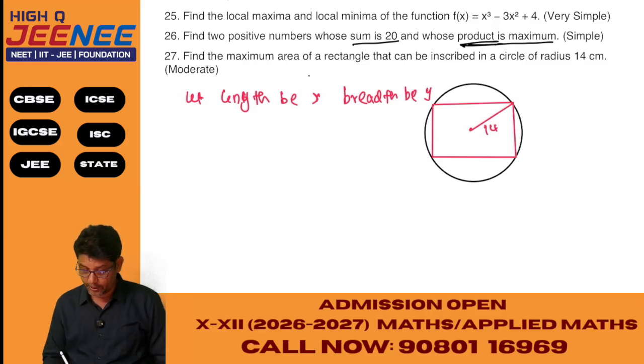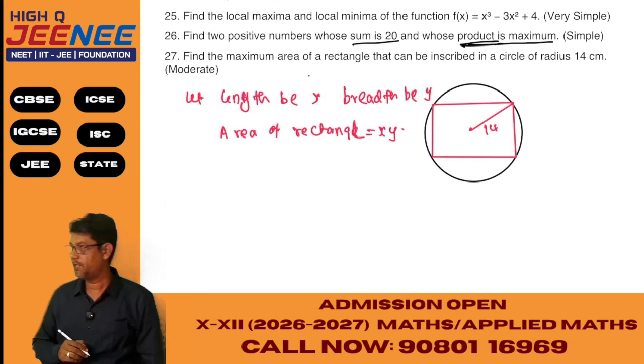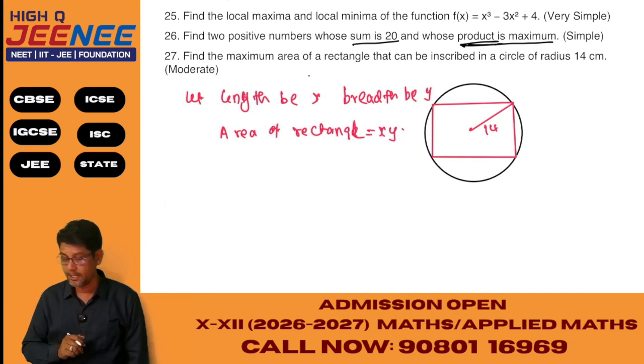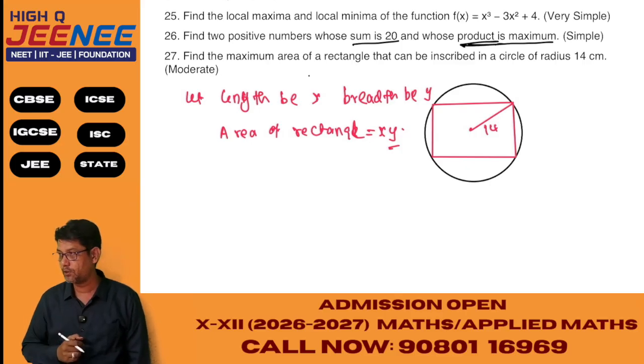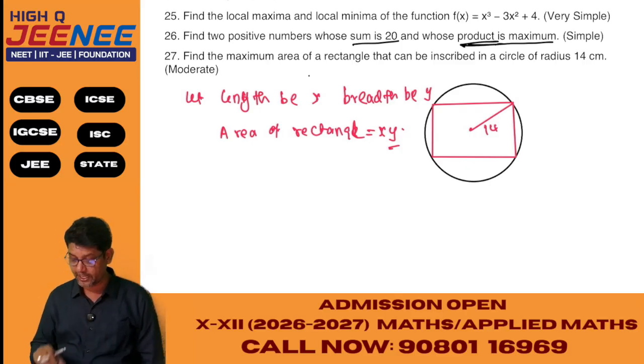Now, what is the area of the rectangle? It is xy. We need to check for this only. But remember, the problem is there is one more variable, y, which we have to find out. So one more piece of information is given: the radius of the circle is 14. Now tell me, if the radius is 14, how do we find the sides of the rectangle?